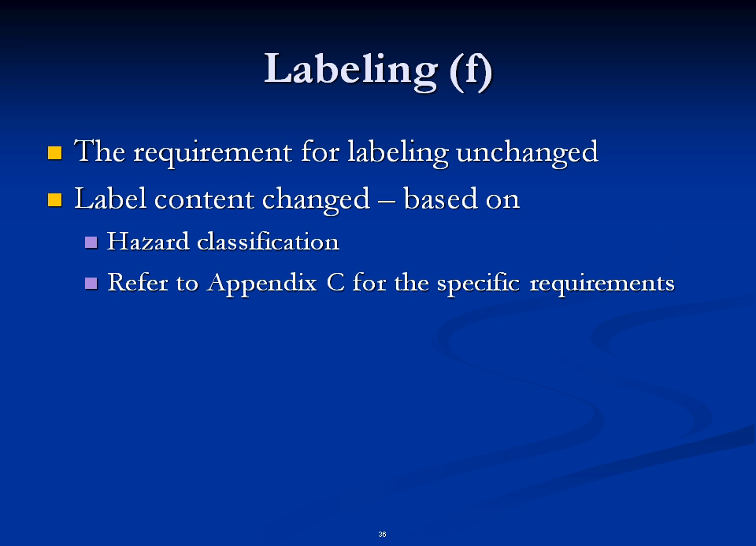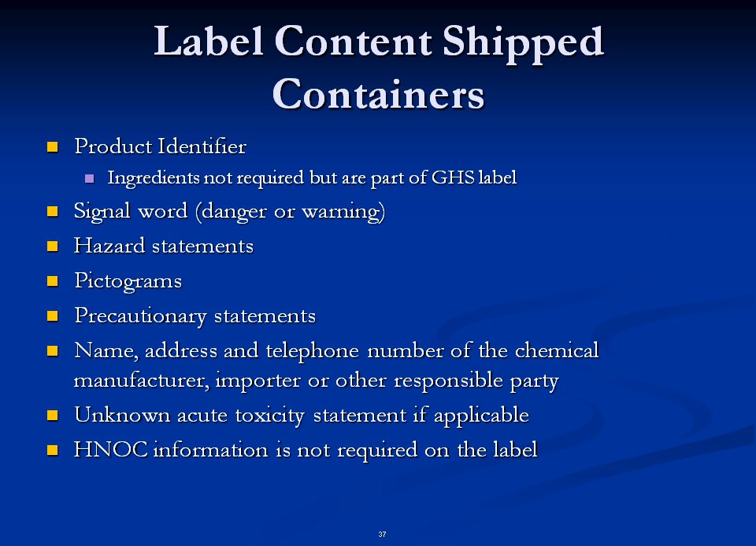Okay, so the labeling basically now is going to be based on the hazard classification. So once we've determined the classification, we no longer say, oh, now I'm going to write a label. We now instead look at Appendix C, which defines the specific requirements for what's going to be on the label, and I'm going to give you some examples of how that works. But first let's talk about what has to be on the label. OSHA requires that these elements be included on the label for all shipped containers.